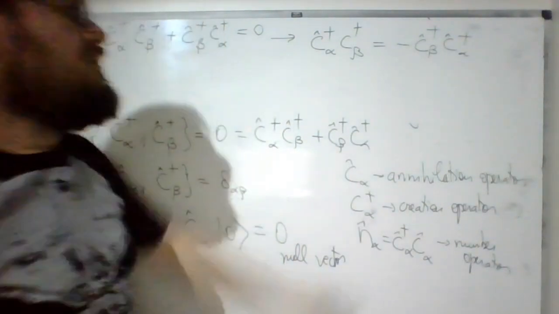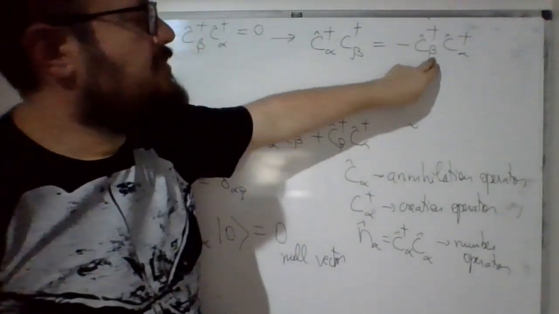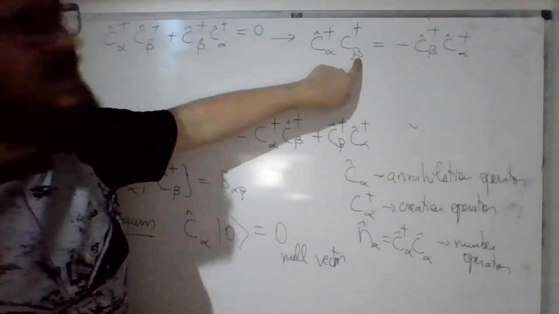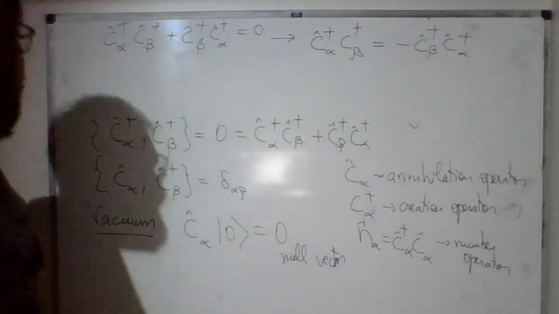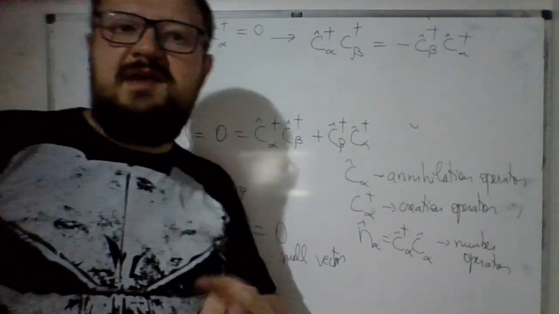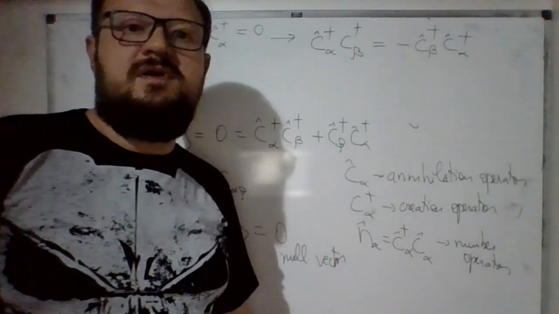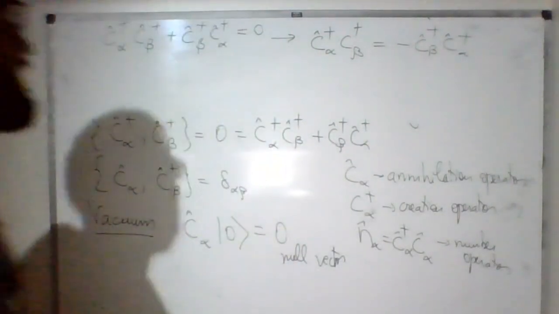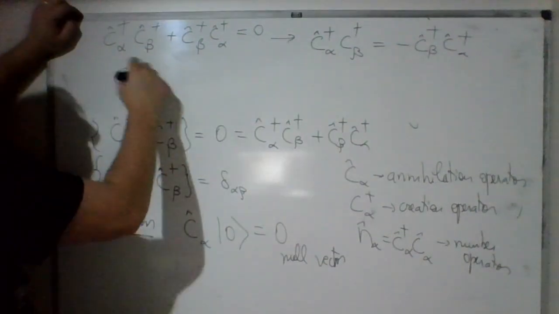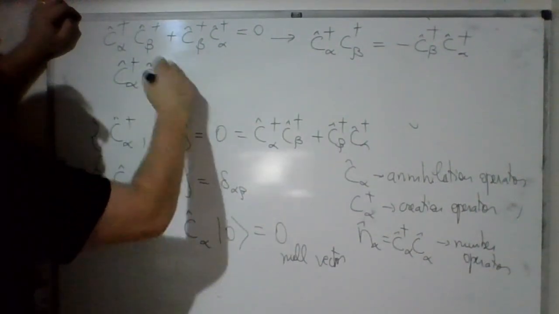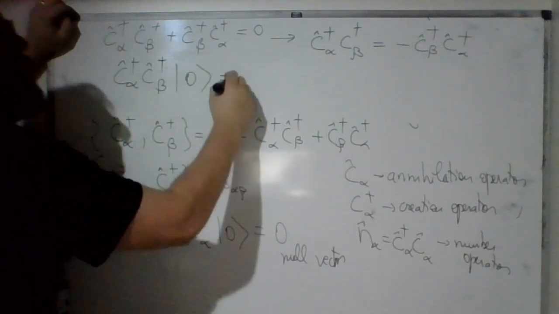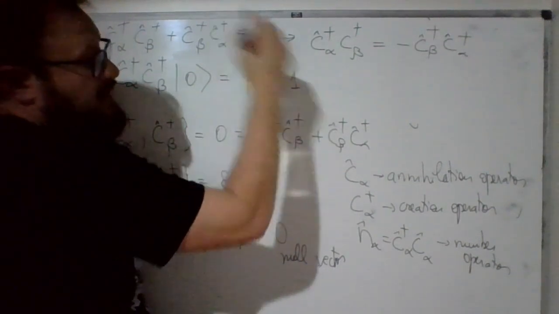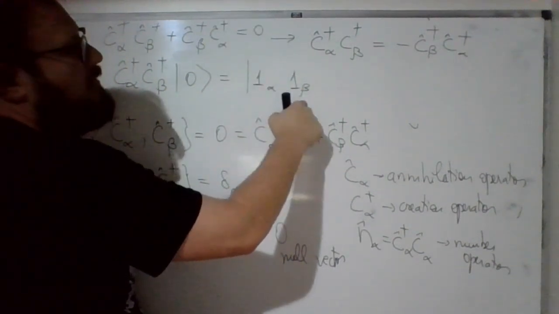If you create first a particle alpha and then a particle beta, this corresponds to a minus sign with respect to creating first the beta particle and then the alpha particle. Okay, this corresponds to the anti-symmetrization needed for the quantum states of fermions. Right? So if you apply this to a vacuum, you will produce the state with one particle in alpha, suppose they are distinct, alpha and beta, and one particle in beta.